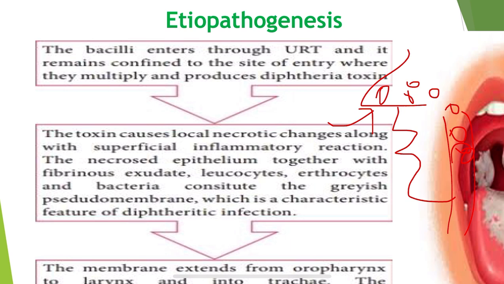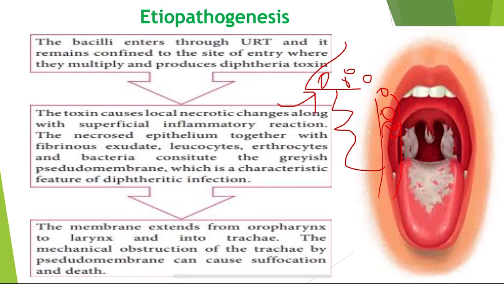The toxin causes local necrotic changes. As I said, first the inflammatory changes will occur, followed by the necrotic changes, along with superficial inflammatory changes. The necrosed epithelium together with the fibrinous exudates, the localized leukocytes, erythrocytes and the bacteria together constitute the greyish pseudomembrane, which is the characteristic feature of the diphtheritic infection.